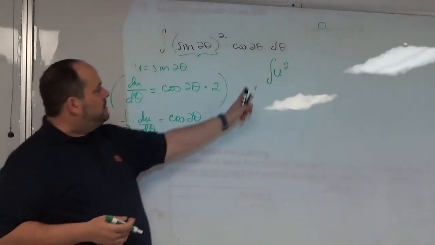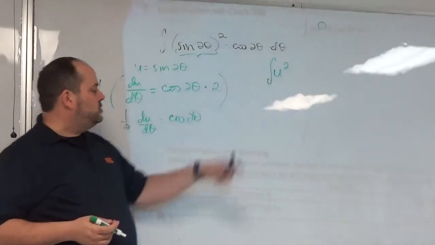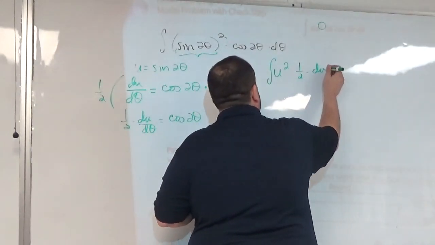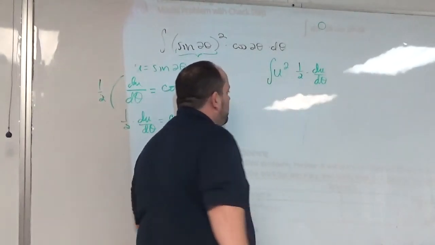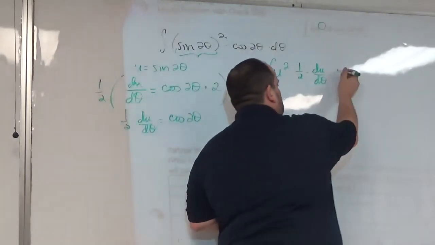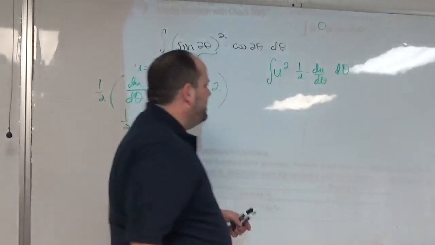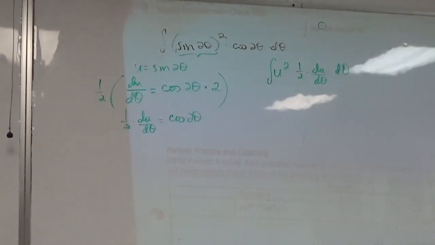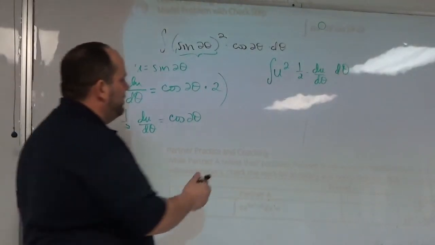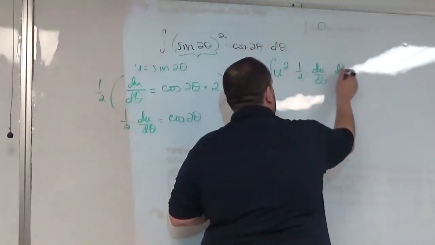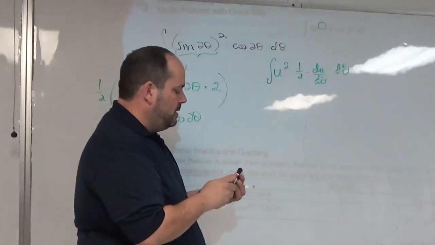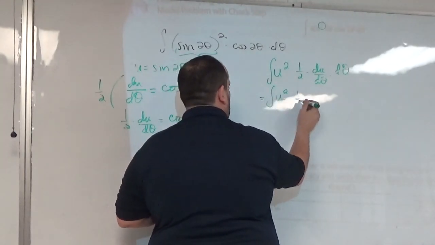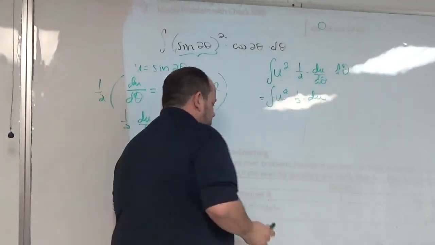That allows me to rewrite my cosine of 2 theta as this 1/2 du d theta. The d theta at the end, I'm not too worried about right now because I think you all know what's about to happen to it. What has to happen to that d theta? Cancel. It's going to have to cancel out. And oh, look, it actually does, so that's pretty good. What you're left with is the integral of u squared times 1/2 du.